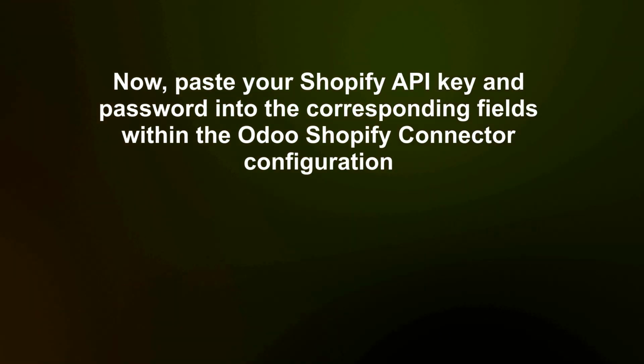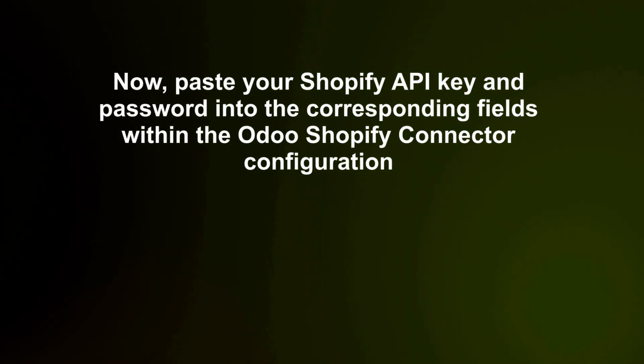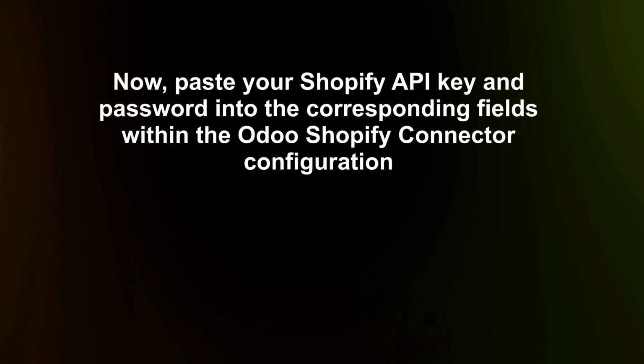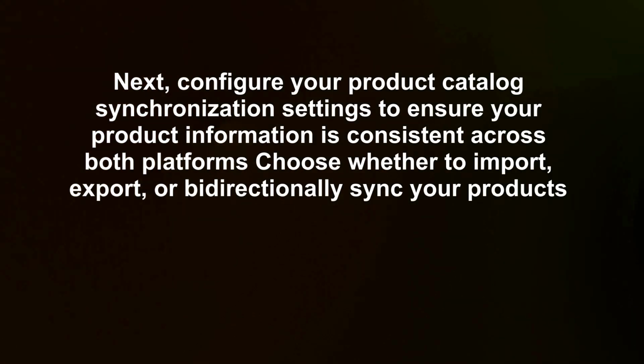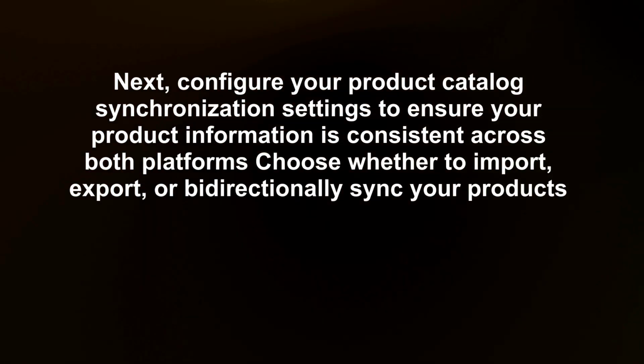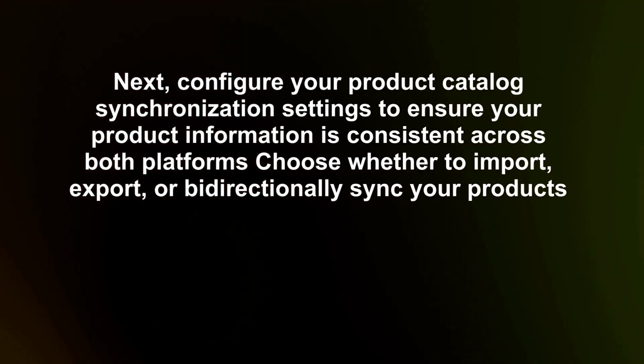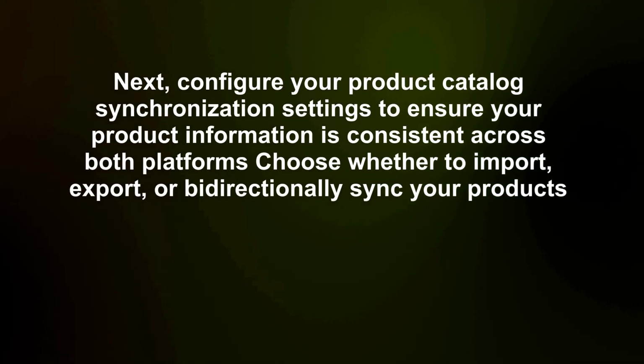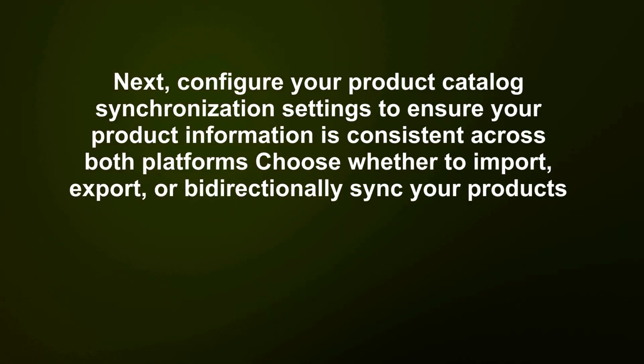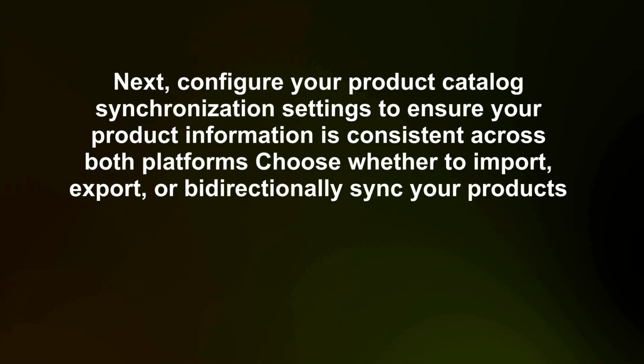Now, paste your Shopify API key and password into the corresponding fields within the Odoo Shopify connector configuration. Next, configure your product catalog synchronization settings to ensure your product information is consistent across both platforms. Choose whether to import, export, or bidirectionally sync your products.